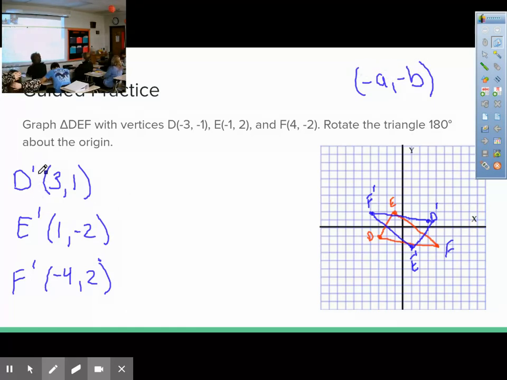So D prime would become (3, 1). E prime would become (1, -2). And F prime would become (-4, 2). Then if I graph those, (3, 1) is to the right 3, up 1. E prime is to the right 1, down 2. And F prime is to the left 4 and up 2. So your figure is pretty much in the same spot. It's just backwards. It was rotated around to face the other way.